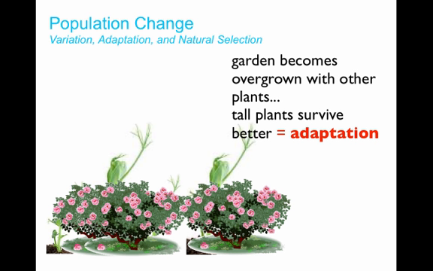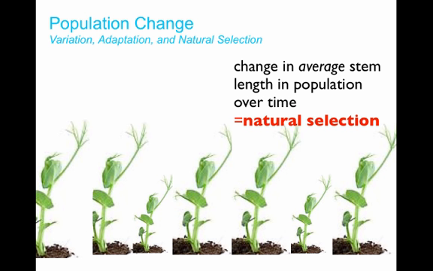Well, if more tall pea plants survive and reproduce, then they're going to make more tall offspring. And eventually we'll be able to observe a change in the average stem length in the population over time. In other words, the pea plants are going to get taller. We're going to see a lot more tall stems than short stems.